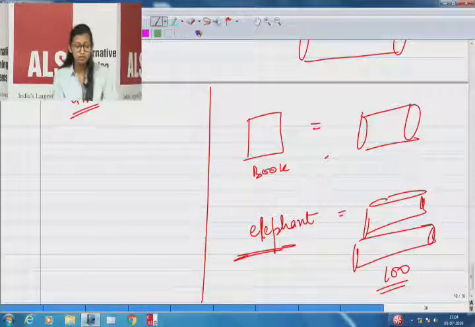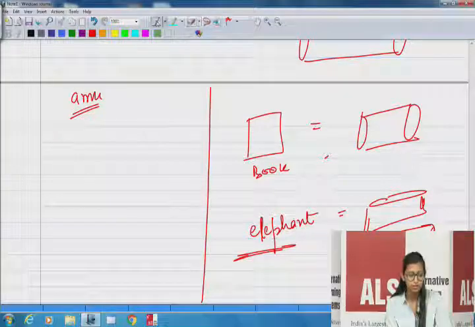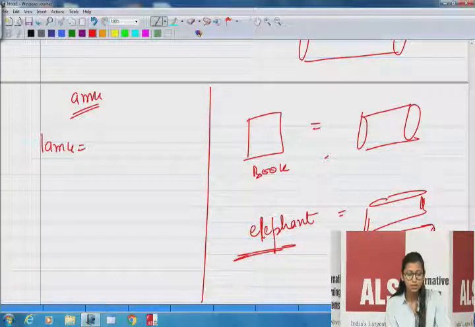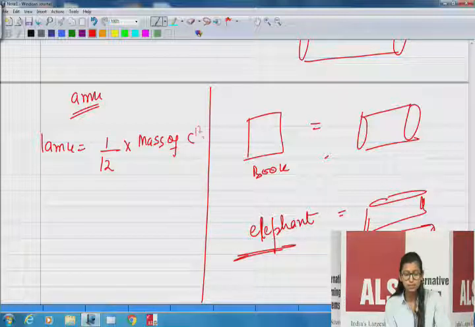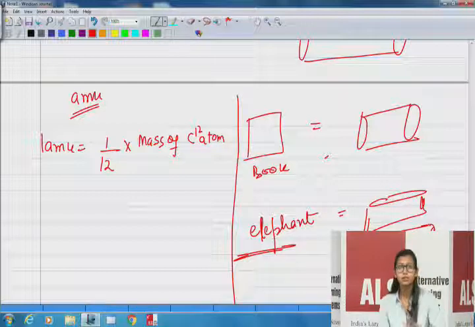What is the formula for the AMU? 1 AMU, I'm just writing it here, is 1 by 12th of the mass of a C12 atom. I'll tell you what is happening, don't worry. I'll give you the time to write it down. For the timing, just look at the screen. So 1 AMU is equal to 1 by 12th of the mass of the C12 atom.